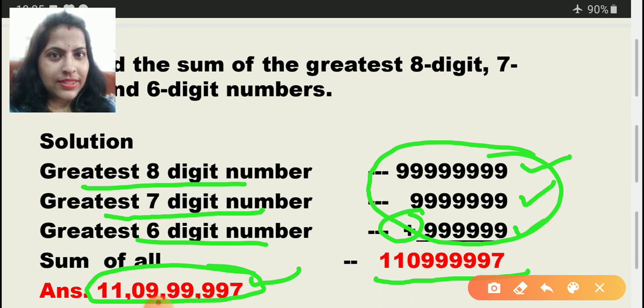Now in this manner we have completed our worksheet 2. Very soon I will upload the next video of worksheet 3, that is multiplication and division.